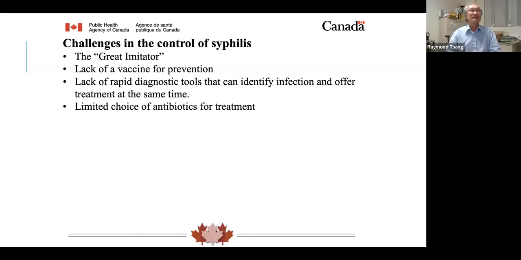Challenges in the control of syphilis. And there are many of them, and I'm just listing a few here. The disease syphilis has been described as a great imitator. So in other words, the clinical presentations can be sometimes obscure, and sometimes physicians may not think of syphilis, when in fact it may be syphilis. Another challenge in the control of syphilis is there's a lack of vaccine for prevention. Also, there's a lack of rapid diagnostic tools that can identify infection and offer treatment at the same time.